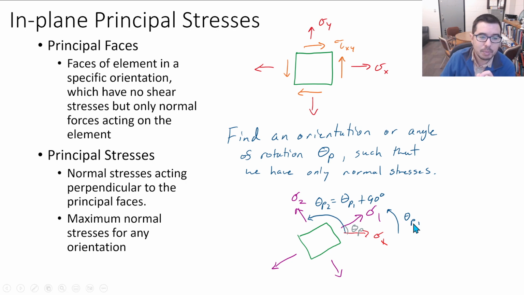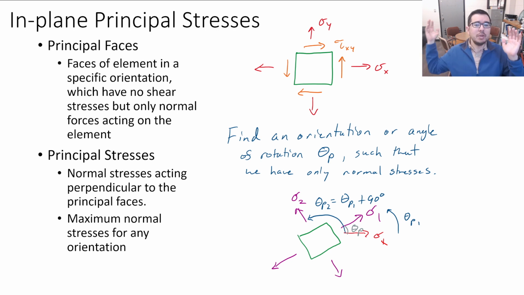So it may not be that your theta P1 is associated with sigma 1. Well, we're probably going to associate theta P1 with the biggest one, but it may not be the closest angle of rotation acting on this face. So don't get too caught up in this one being P1 and this one being P2. What's important is that there is a state, or an orientation of the state of stress, that has zero shear stress. You only have normal stresses.